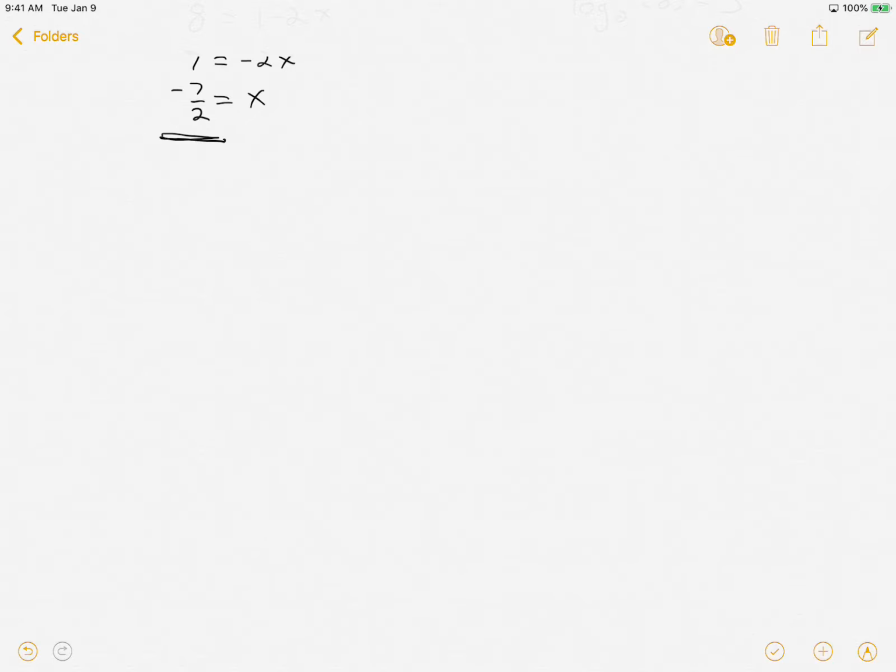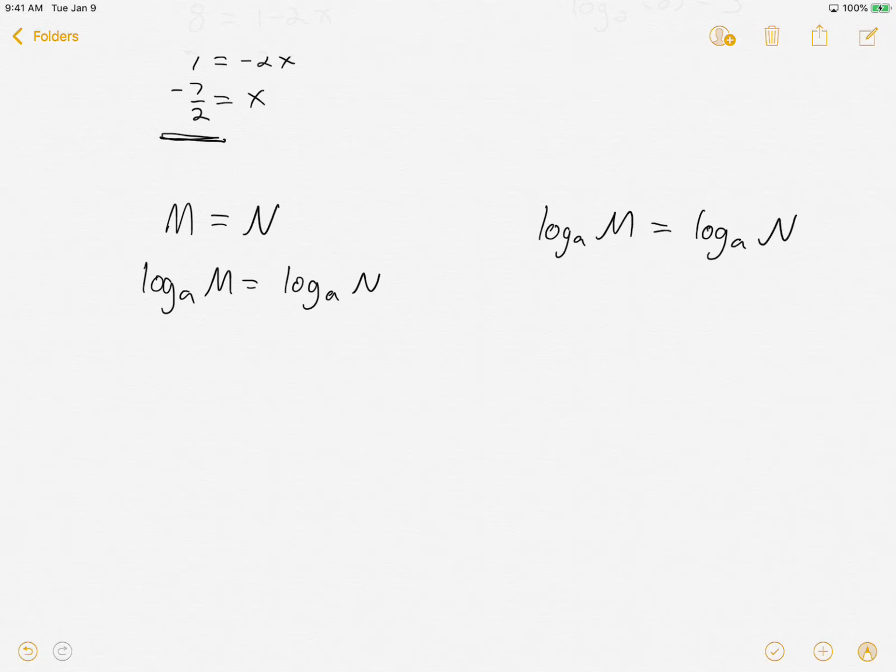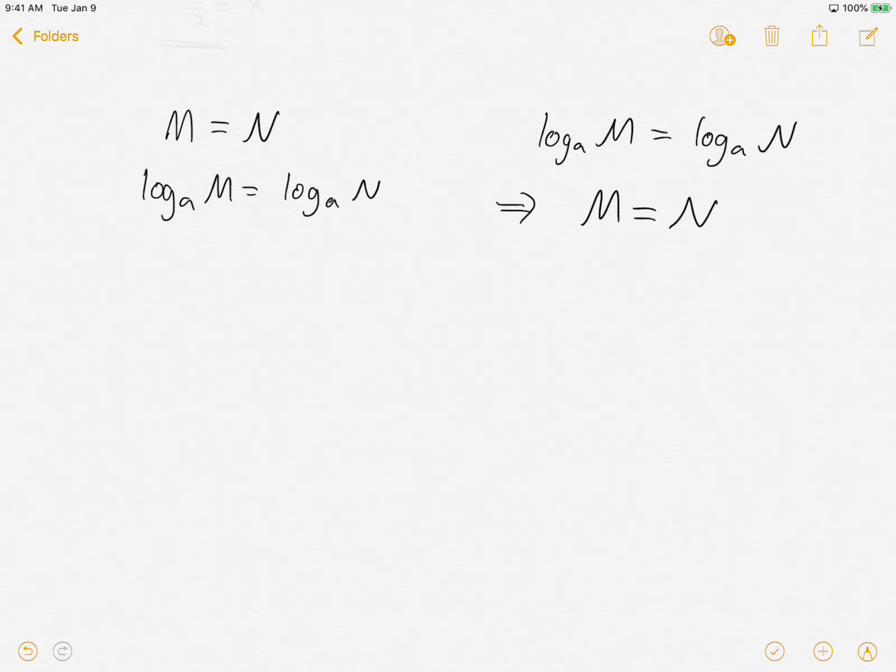Another property we covered in the last section that will help us is we know that if m equals n, we can take log of both sides. If we take log of one side of the equation, we have to do it to the other side. Also, if log base a of m equals log base a of n, then we know that m has to be equal to n. Both of these we can use for helping us solve logs. So let's say I have something like this. 2 log base 5 of x equals log base 5 of 9.